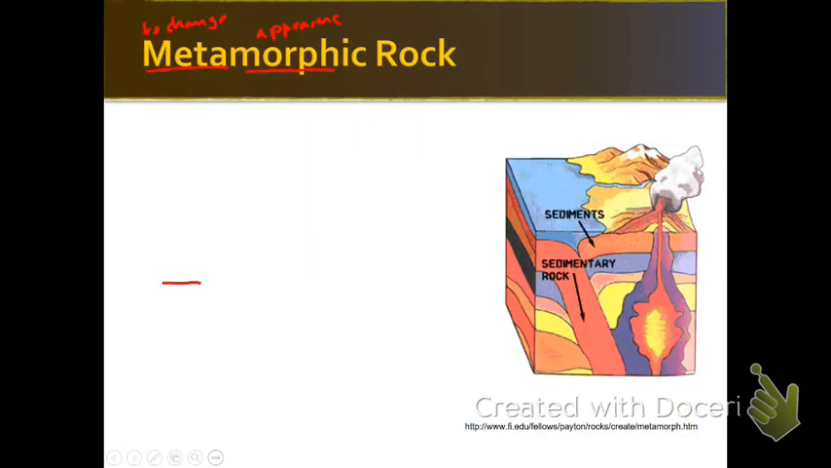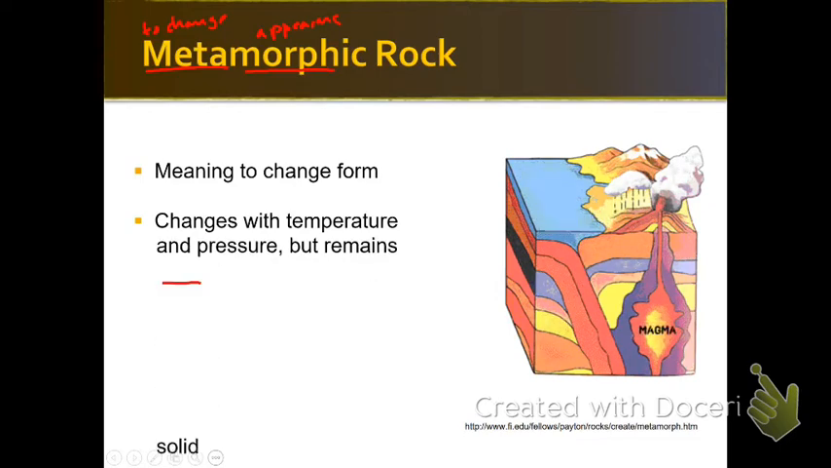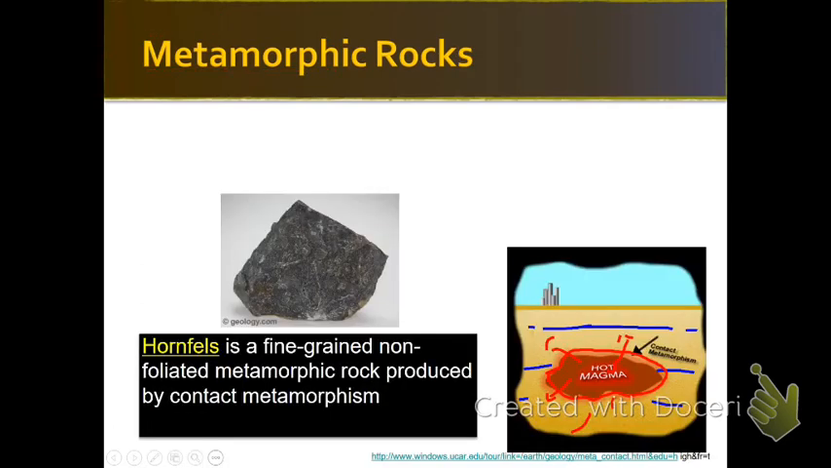All right, lastly, metamorphic rock, meaning to change form. Metamorphic rock changes with temperature and pressure, but always remains solid. So you get more heat, more pressure, but you've never actually melted. Okay, it takes place deep within the earth. And there's two types of metamorphic rocks.